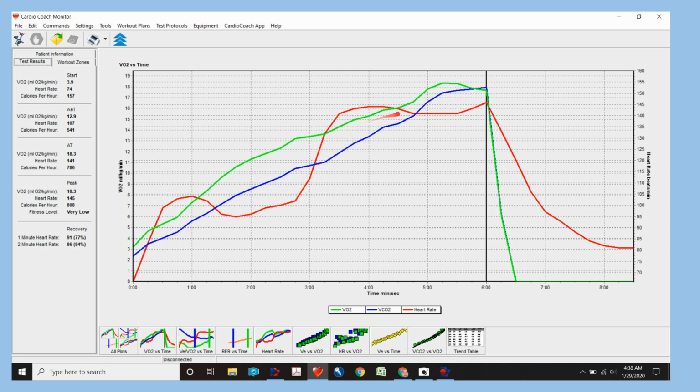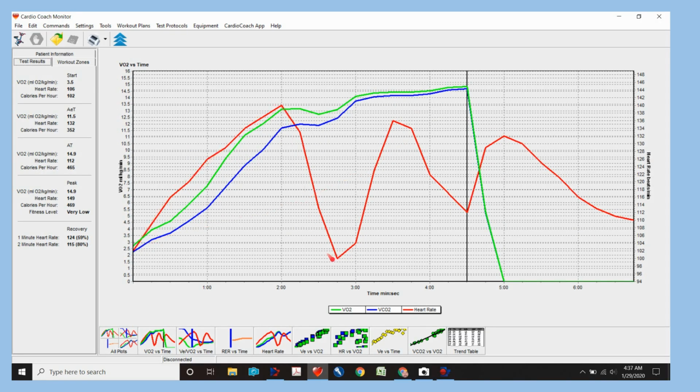That type of heart rate throws all of the respiratory dynamics off. We really can't trust this test. Not that it can't be useful, it's just this is not something we want to base any medical decisions off. We would want to retest this individual. Here's another one.